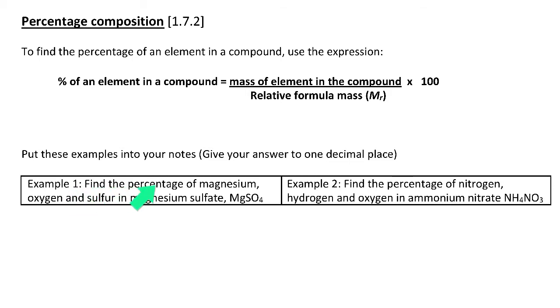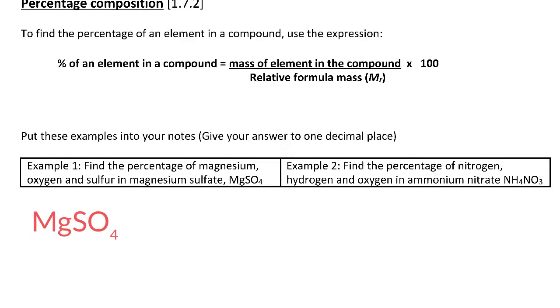First example: find the percentage of magnesium, oxygen, and sulfur in magnesium sulfate. So we're going to have to find three different percentages here. We're going to use this equation three times, to find the percentage of magnesium, the percentage of oxygen, and the percentage of sulfur in magnesium sulfate, MgSO4. As we've already looked at, we can calculate our relative formula mass of MgSO4, and we do that by adding together the AR of each element which is present in that compound.